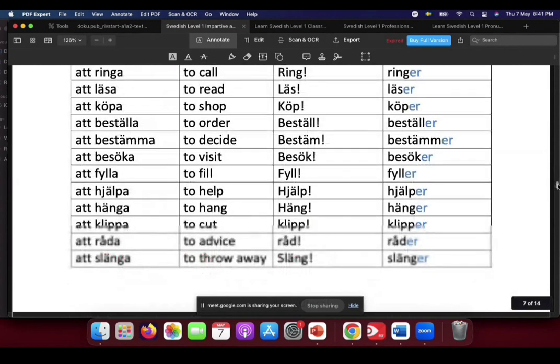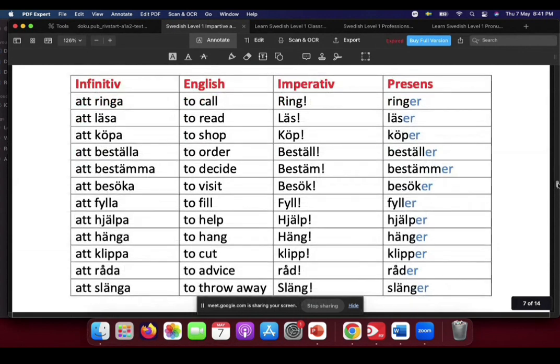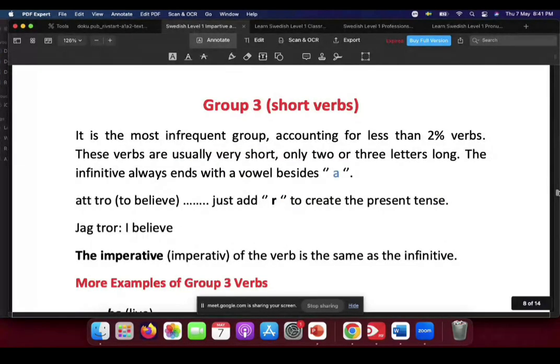The same you can apply here for group two. If you learn the imperative, you know it doesn't end on a. It is ring, less. So I would add just er. Ringer, lesser, shopper, bestseller, bestämmer, besöker, filler, yelper, hanger, clipper, roda, slanger, slinger.